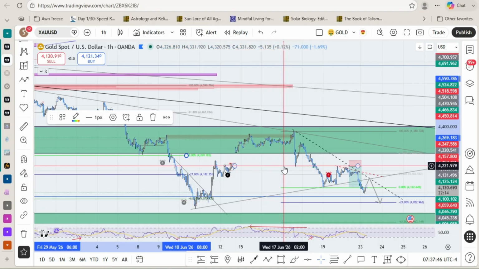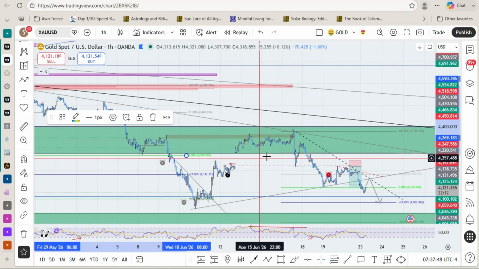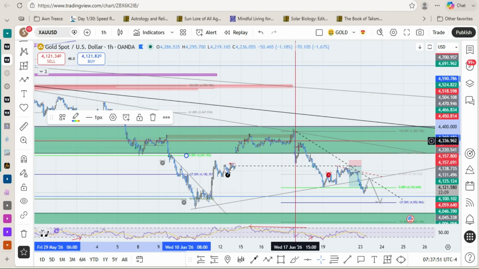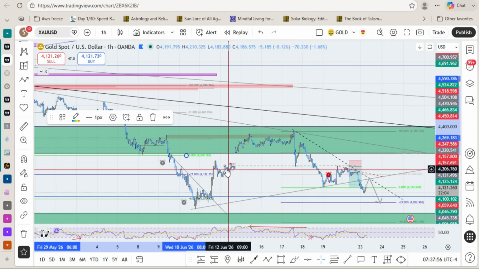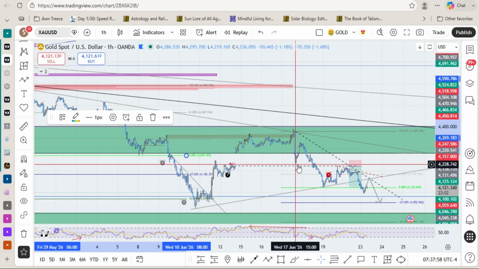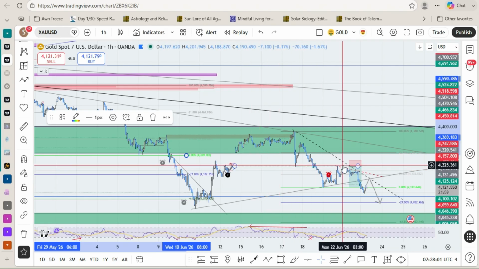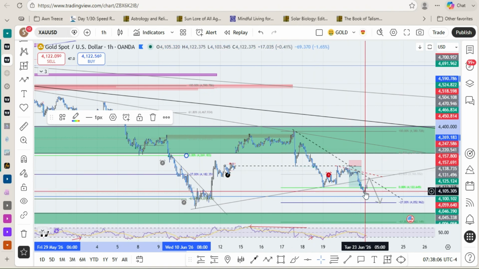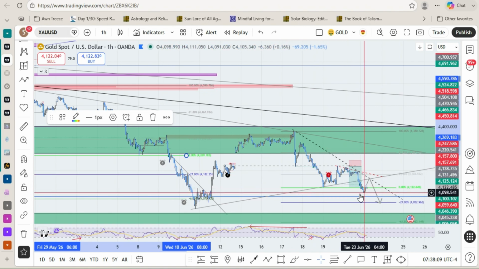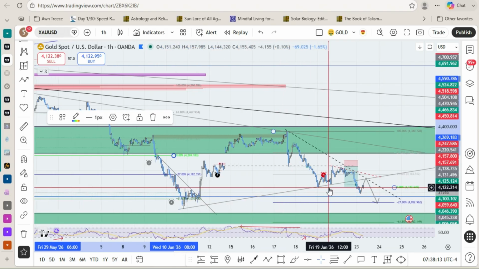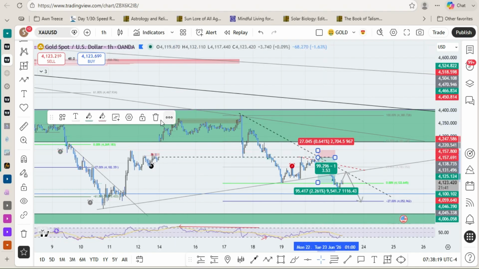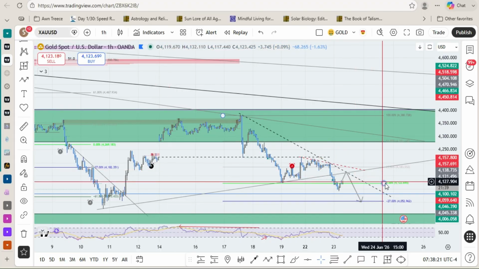I have this right here mainly to fill in that gap and to know that this was an area of interest that could come back and be retested, which it was retested here to continue down, breaking this trend line right here. So this is what I was looking for yesterday. I could erase that. All right.